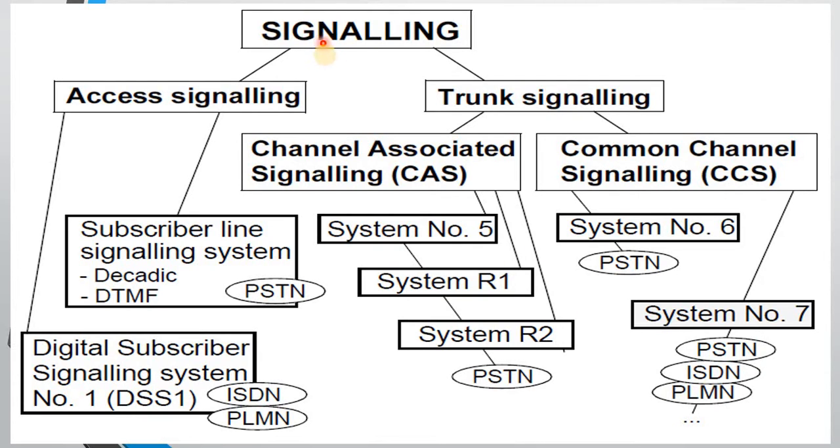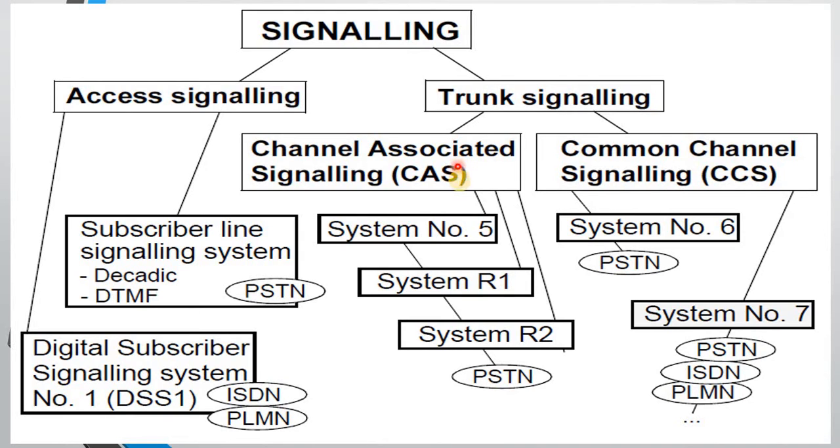Basically, the signaling is mainly divided into two parts, that is the access signaling and the trunk signaling. Access signaling is basically related to the subscriber signaling, which in case of PSTN networks is mainly based on the DTMF subscriber line signaling system, and in case of ISDN and PLMN, that is the digital networks, it is basically the digital subscriber signaling system number 1, which is called the DSS1. If we talk of trunk signaling, then trunk signaling is mainly divided into two types based on its structure and construction, which are called channel associated and common channel signaling systems.